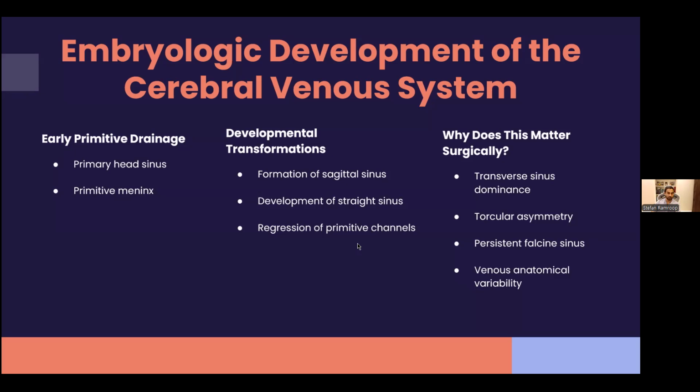What's important to note is that not all primitive channels regress symmetrically. That can result in one transverse sinus, for example, becoming dominant, the torcular Herophili, or confluence of sinuses, being asymmetric in terms of drainage, or a persistent falcine sinus, which may remain if normal straight sinus development is incomplete. Some individuals can also retain accessory venous channels.